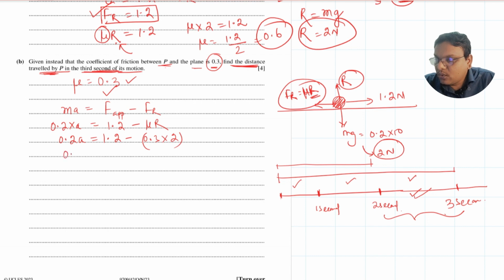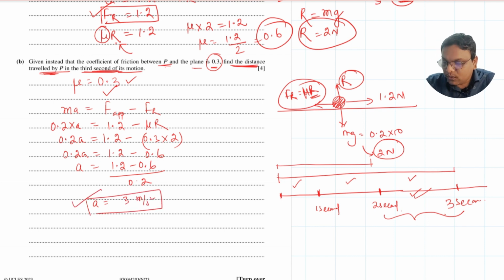So 0.2a is equal to 1.2 minus 0.6. So a is equal to (1.2 minus 0.6) over 0.2. Check with the calculator, you will get 3 meter per second square. So we got acceleration equal to 3 meter per second square. Everybody understood this clearly, right?